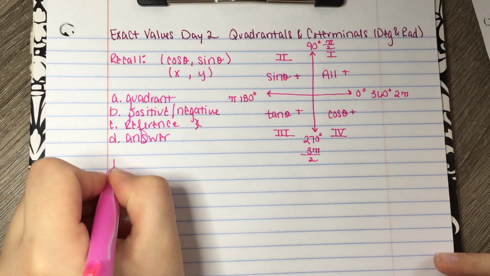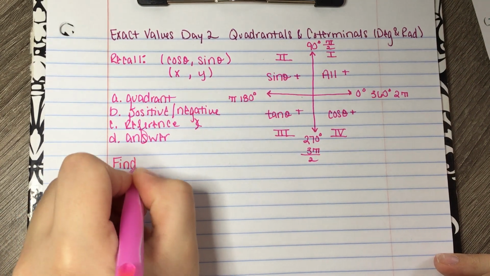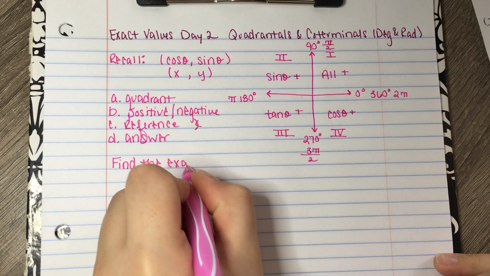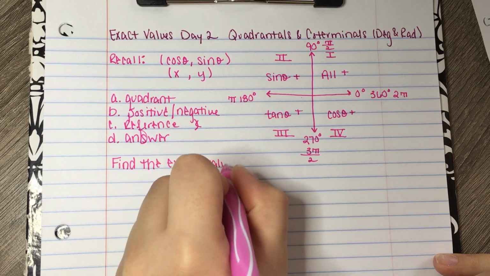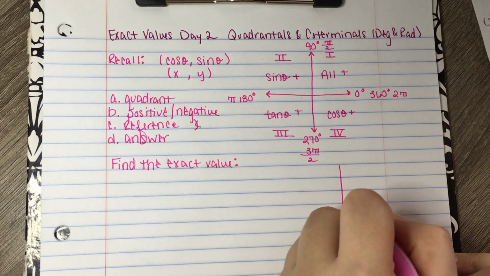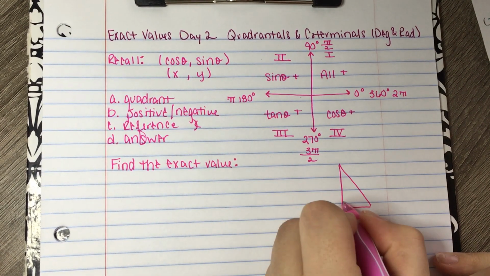We're just going to refresh our memory with a few examples of finding the exact value on 0 to 360 degrees before we dive into our quadrantals. Now, when we were finding the exact value, we used this process, and then the only other thing you really needed was your two special right triangles.